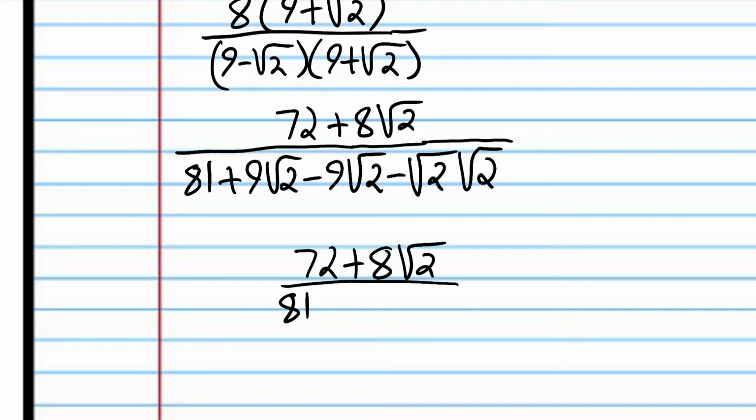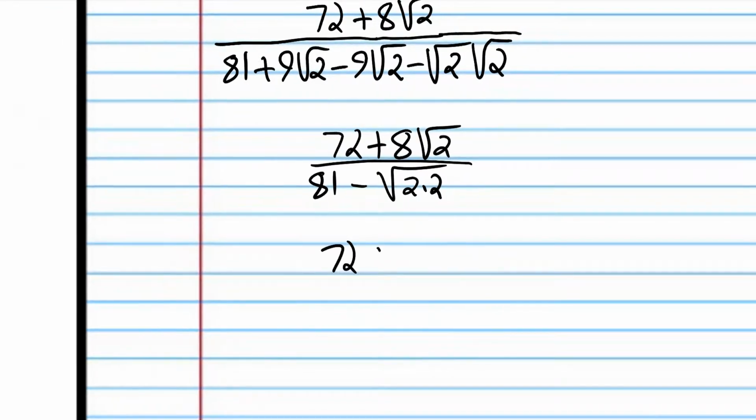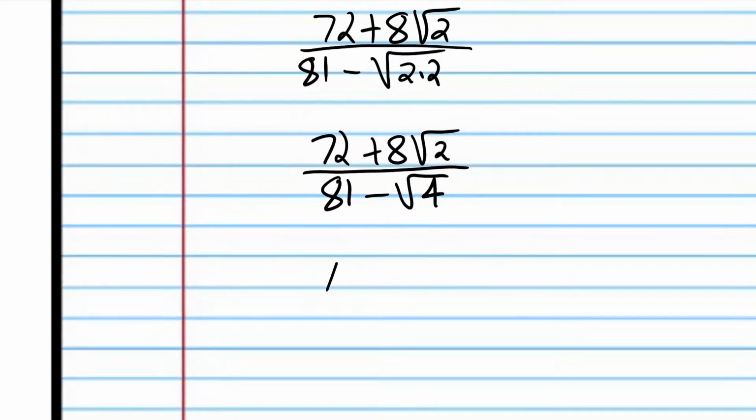We have 81, and the inside terms cancel out, and then we get root 2 times 2. And we have 81 minus root 4, and you can see where we're going with this. That root 4 is going to disappear.